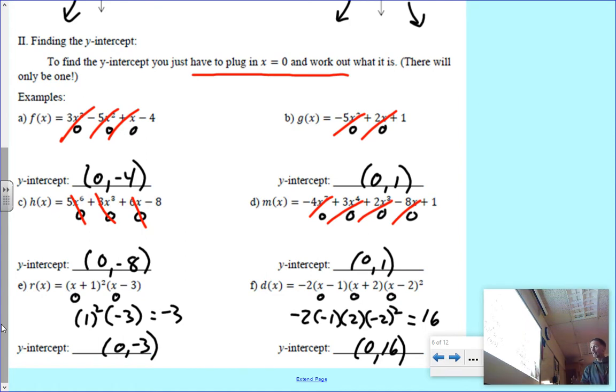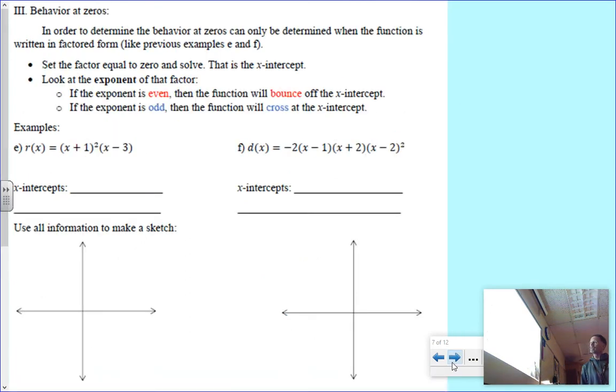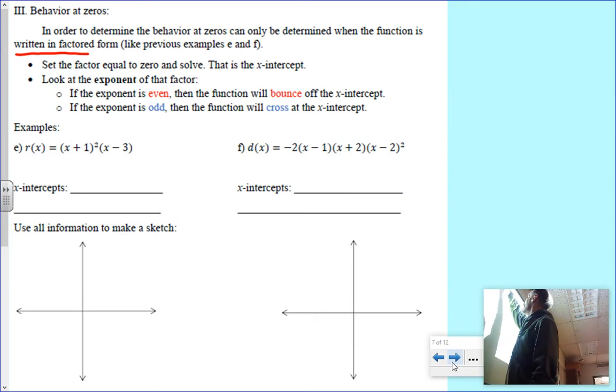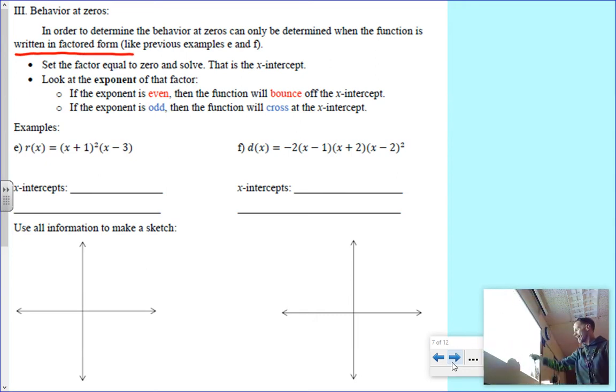Okay? Now, part 3. And this is our big finish here. So part 3, the behavior at the zeros, or the roots, whatever you want to call them. Now here's the catch. We can only do this right now if the function is written in factored form, like those last two examples, those examples E and F that I've been using. If it's in standard form, like the other examples, right now we can't do anything with that because we need to be able to find those zeros. In about a week, we're going to know how to find those zeros, so then we can do the curve sketching. But for right now, we're just going to be giving it to you in factored form to determine what's going on.